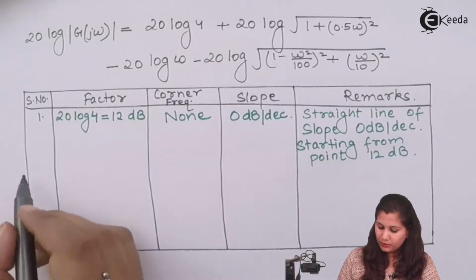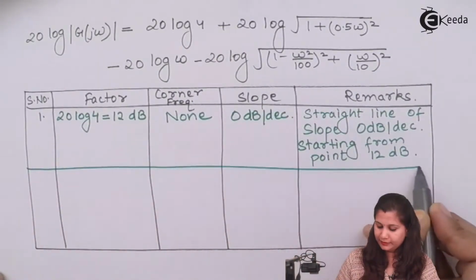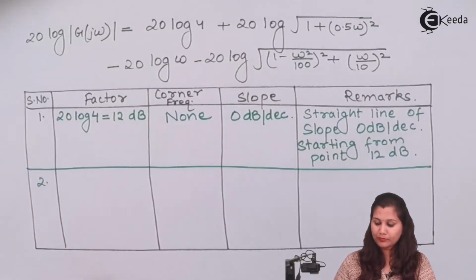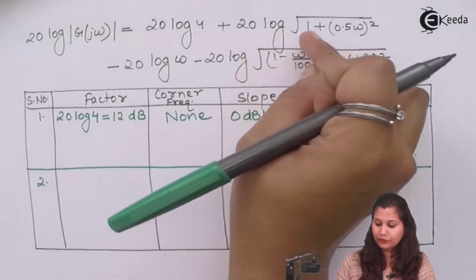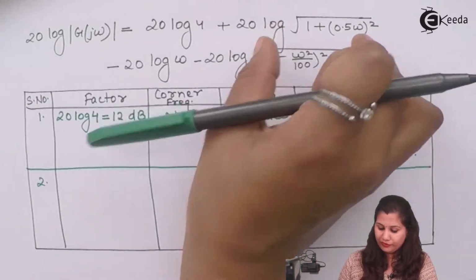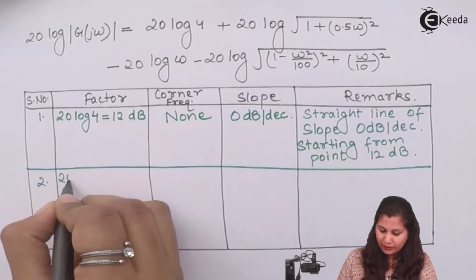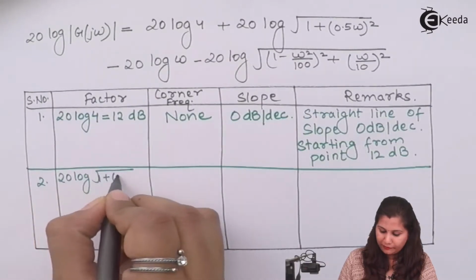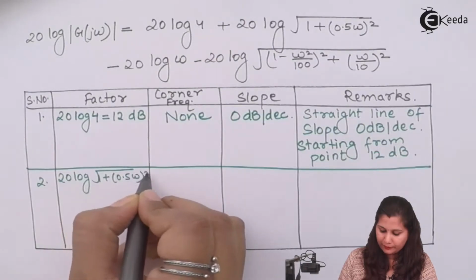Okay, so this was our first factor. Now the second factor we have is the term 20 log under root of 1 plus 0.5 omega square. So we will write it here, that is 20 log under root of 1 plus 0.5 omega square.